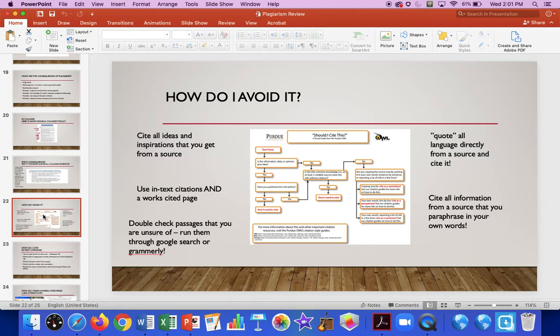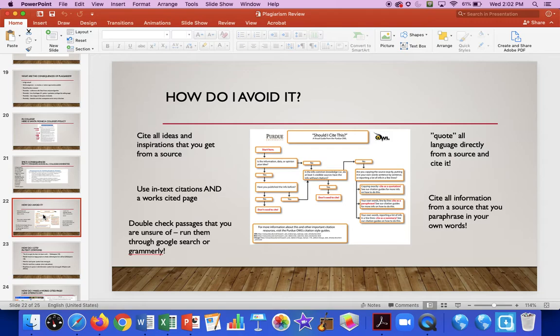Double check passages that you are unsure of. Run them through Google search or Grammarly. Grammarly.com is a fantastic product. It has a plagiarism checker that you can use for your assignments if you do not have access to Turnitin.com. Grammarly does cost a little bit of money, but it is well worth the investment, in my opinion.